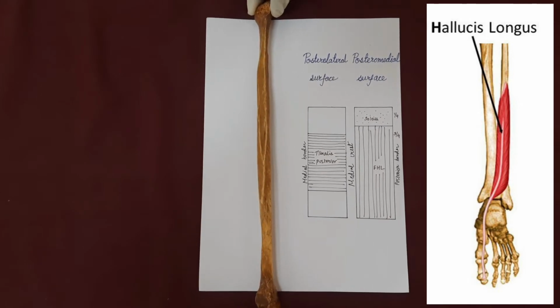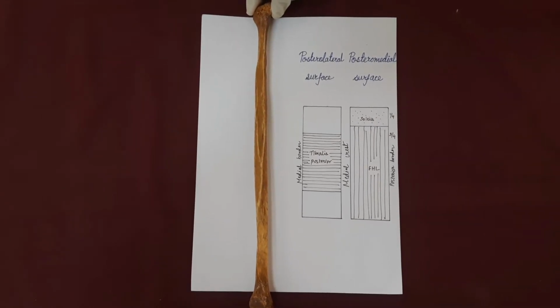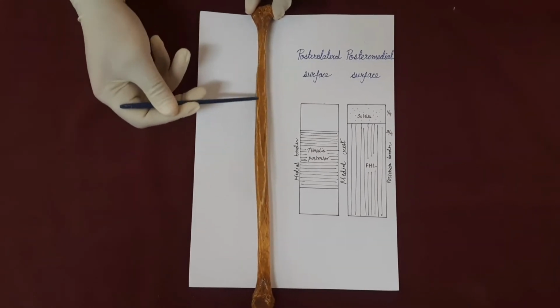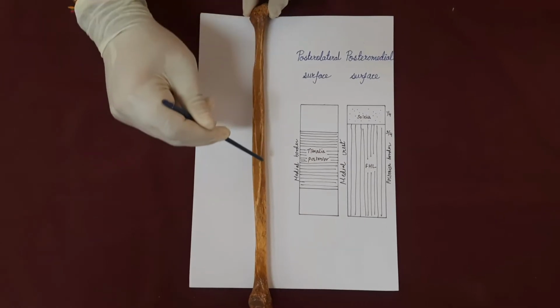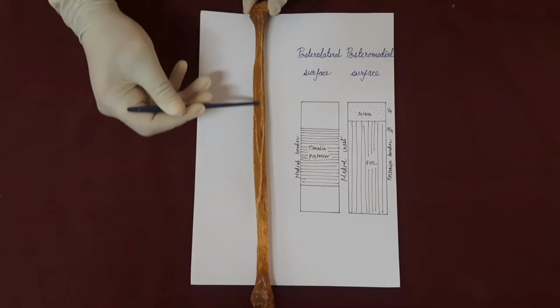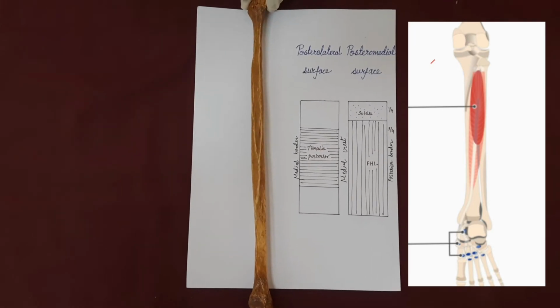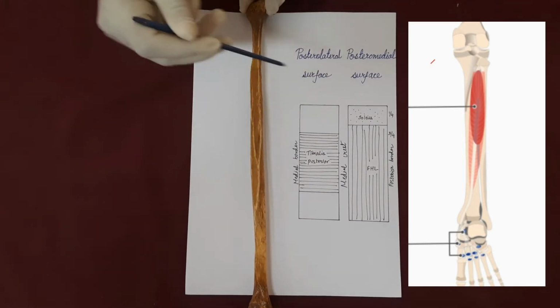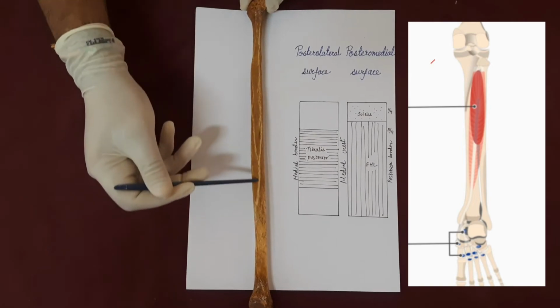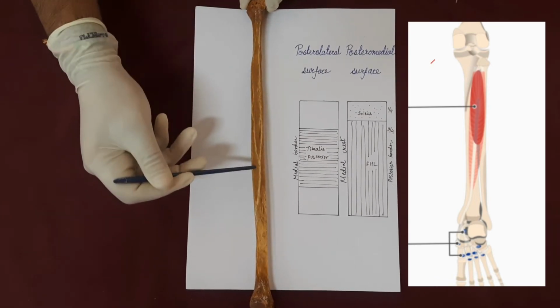Now attachment over the area in between the medial border and medial crest. This area is grooved. You can see the grooved portion. Here there will be attachment of tibialis posterior muscle.